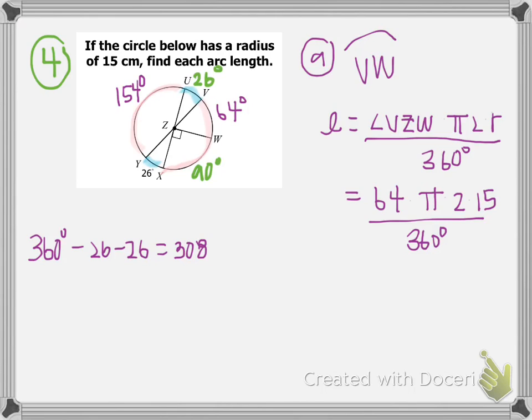Okay, so put that all in your calculator. So that'll be 64 times 30 divided by 360 times pi here. So I'll get a decimal of 16.76.